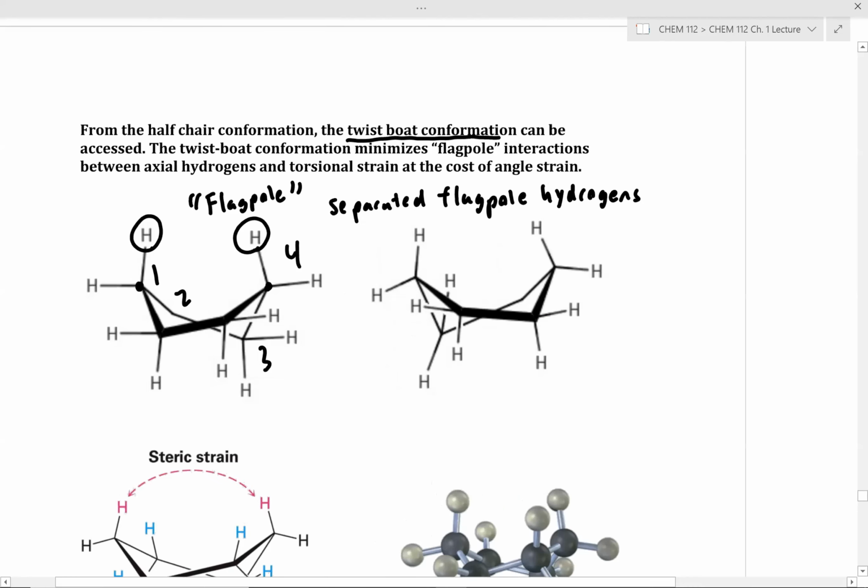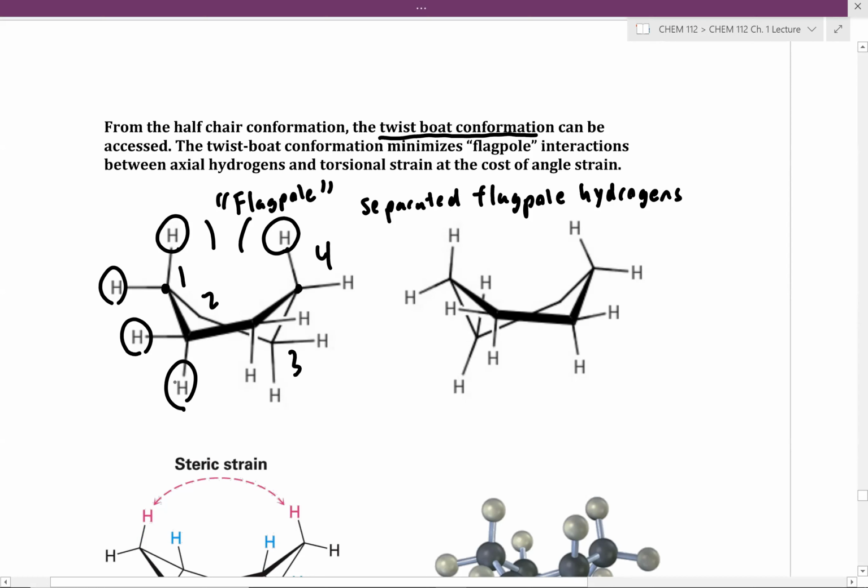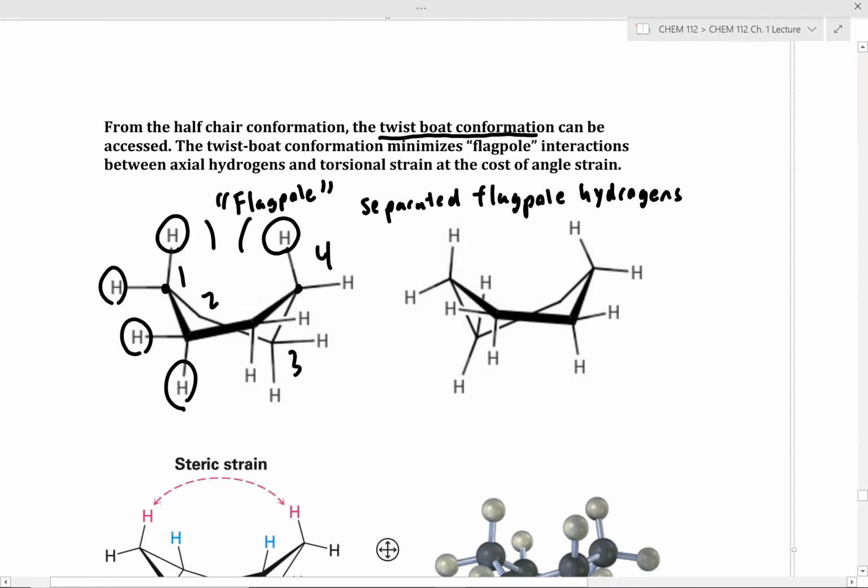And we've minimized this steric interaction. If these flagpole substituents were brought closer together, we would have to pay an energetic penalty as these substituents bump into each other and experience a steric interaction. Additionally, really critically, if we look at our hydrogens, we notice that as a result of these twists, these hydrogens are not fully eclipsed.